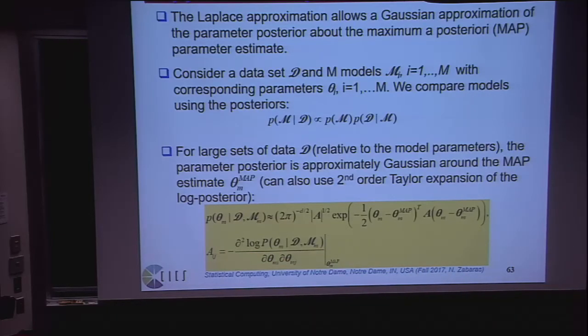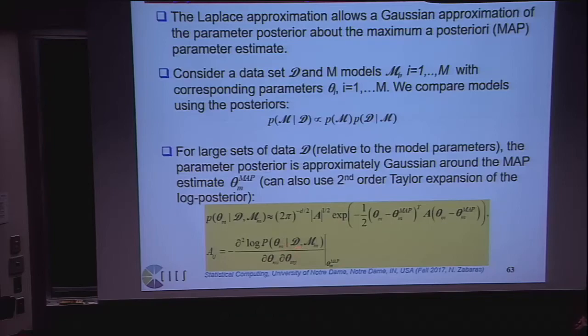Okay, so the way to derive it actually is if you do a second order Taylor series expansion of the log posterior. Okay, so this is what you get. So the posterior for this is written for a given model M. So if you don't like, you can get rid of M here, but it's a Gaussian, and the precision matrix is minus the Hessian of the log likelihood. Okay?